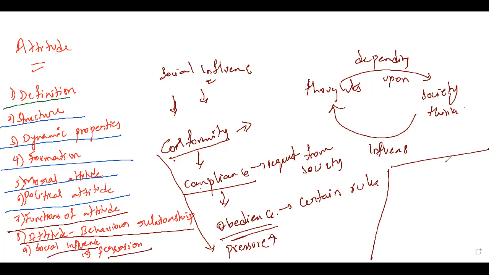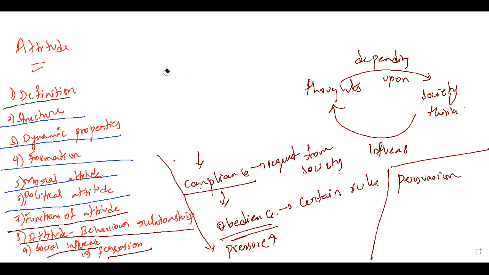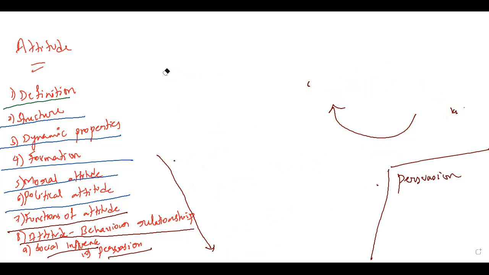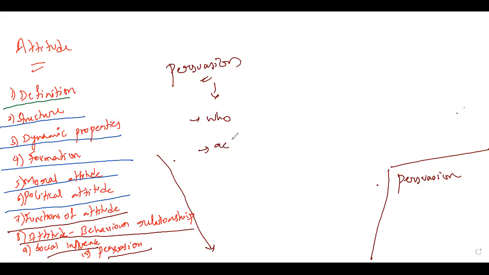Next comes persuasion. So what do you mean by persuasion? Convince someone to do a certain thing. Yeah, good. An attempt to change an individual's attitude is called persuasion. It depends on who is trying to change, who is giving the message, who is trying to change the attitude of a person, and by what means, by what message. And who is the object whose attitude you are trying to change?